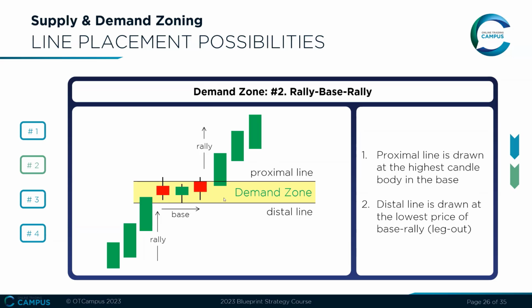So we're taking the base, including the leg out. So if, for example, the leg out had a wick that went to here, then this would put our distal line right there. However, if the leg in had a wick here, doesn't matter, right? We just look at the base and the leg out. Now let's make an example here as well.